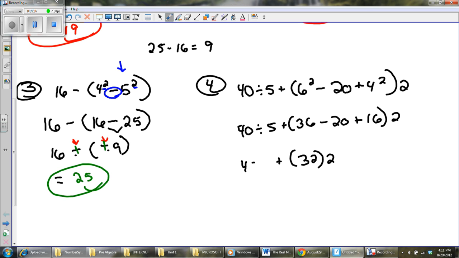Now I have division and multiplication and addition. I'll do the multiplication and division first, but I'll go left to right. 40 divided by 5 is 8. 32 times 2 is 64. And 8 plus 64 looks like it'll be 72. And I am out. Too simple.